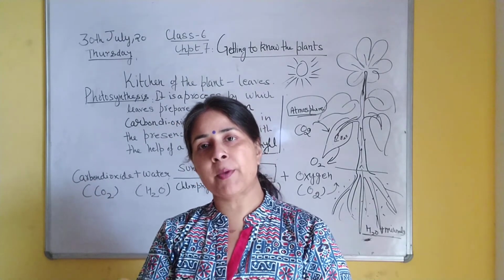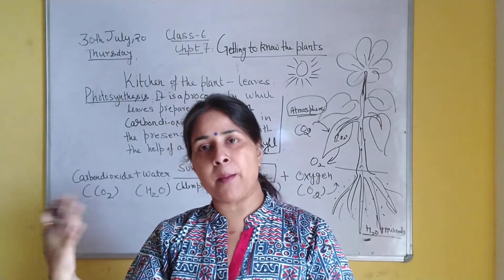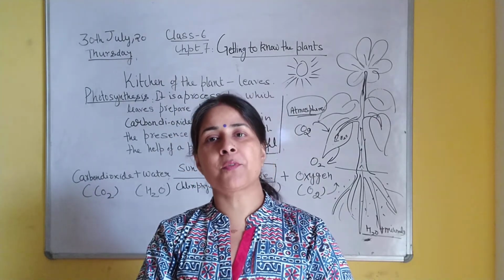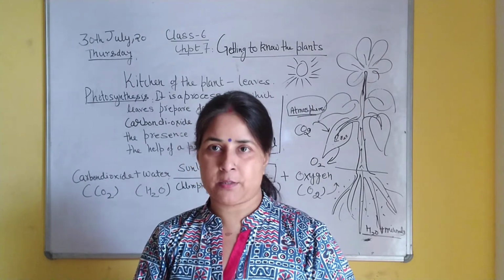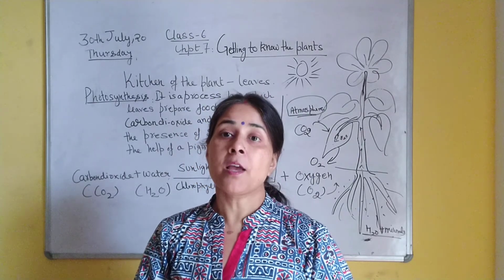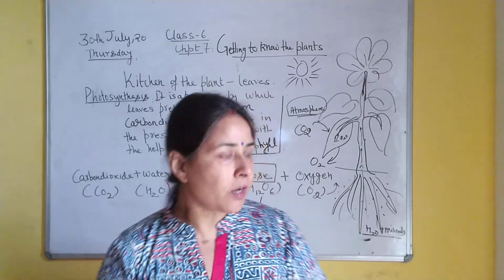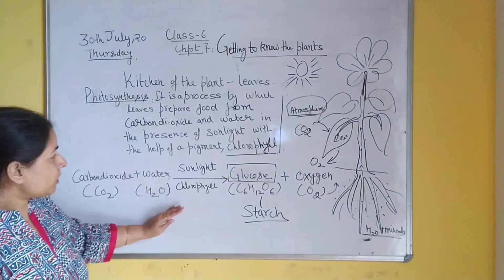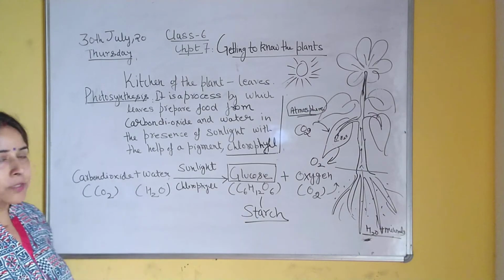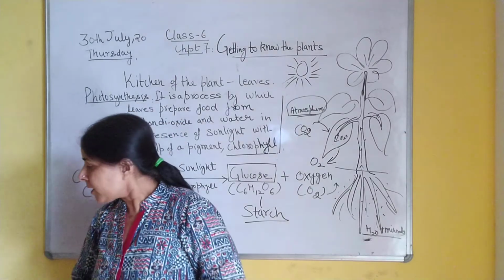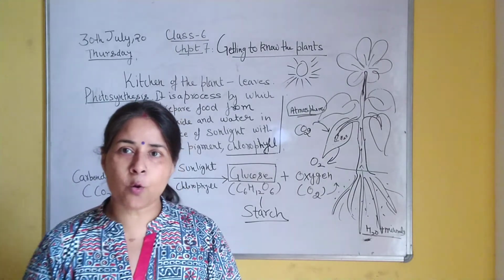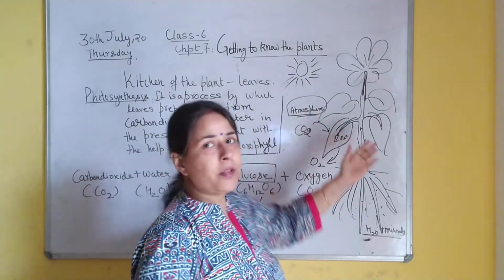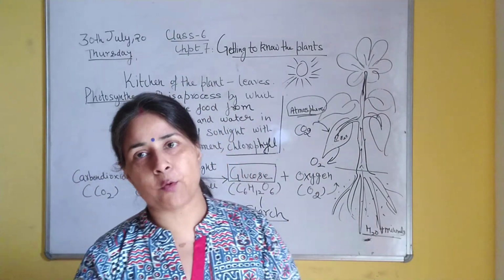So along with oxygen, plants are also providing us with different types of edible parts. We have done this in chapter 2 also. So this was about the process, and the process is very important because directly or indirectly all the plants and animals depend on the plants for their food requirements.